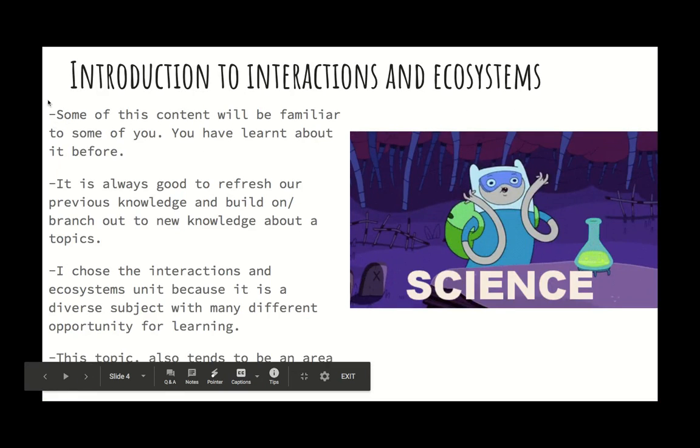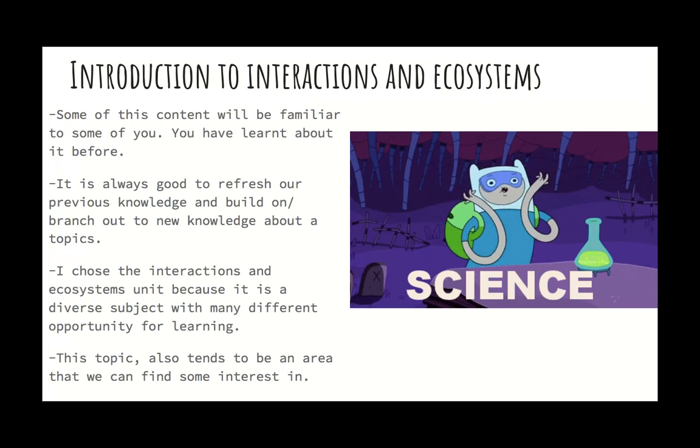Okay, so introduction to interactions in ecosystems. I really want you guys to know that some of this content that we're going to be talking about is very familiar. You have learned about it before, and that's okay. It's really important that, especially when we're learning a new way of learning, like online, we try to be as successful as we possibly can. And sometimes that's going and learning knowledge about different topics and knowledge that we have to refresh, and then we build on top of that. It just makes it easier that way, especially since we can't be in the class with you guys as much.